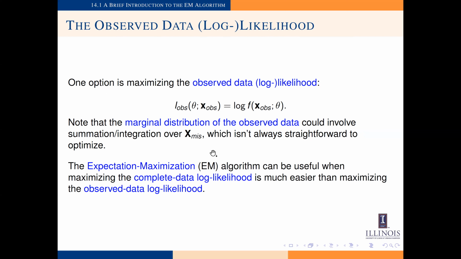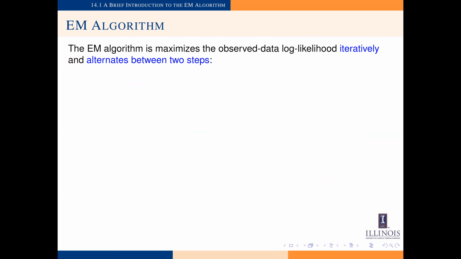In this case, when the complete data log likelihood is easy to optimize, but the observed data log likelihood, which can involve log of some summation or integrations, is harder to maximize, the expectation maximization or the EM algorithm can be quite useful. So here is a brief overview of the procedures of the EM algorithm. The objective is to maximize the observed data log likelihood. And this is done iteratively and alternates between two steps in each iteration.